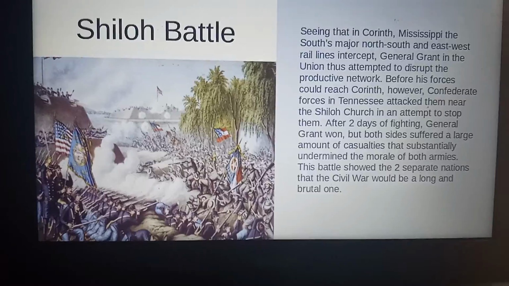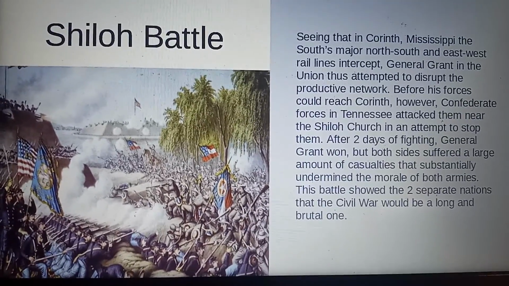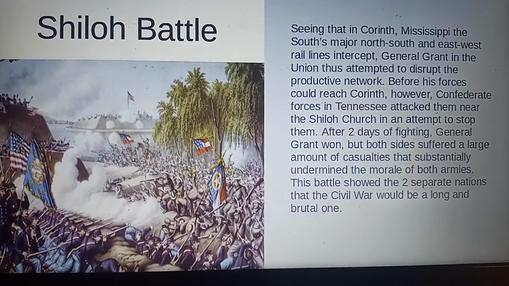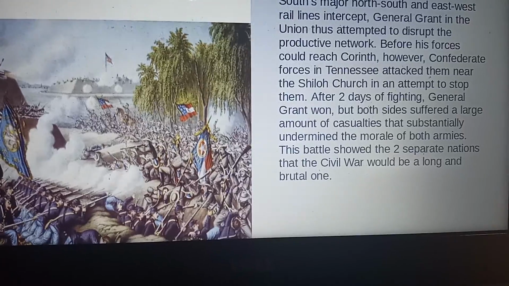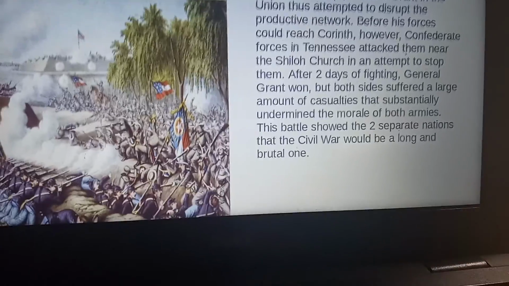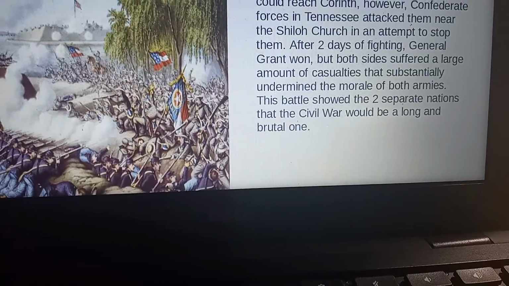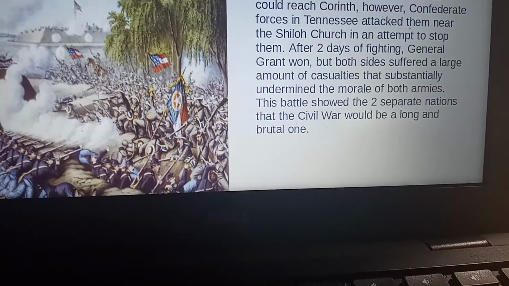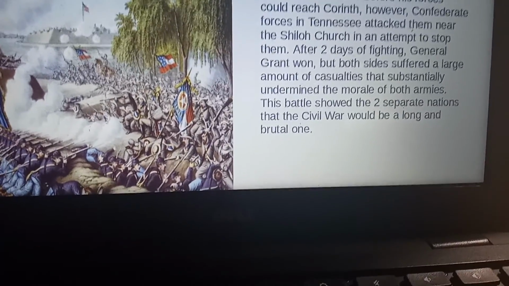The Battle of Shiloh. A battle that was fought at a church. How lovely. Seeing that in Corinth, Mississippi, the South's major north-south and east-west rail lines intercepted, General Grant and the Union thus attempted to disrupt the productive network. Before his forces could reach Corinth, however, Confederate forces in Tennessee attacked them near the Shiloh Church in an attempt to stop them. After 2 days of fighting, General Grant won, but both sides suffered a large amount of casualties that substantially undermined the morale of both armies. This battle showed the two separate nations that the Civil War would be a long and brutal one.